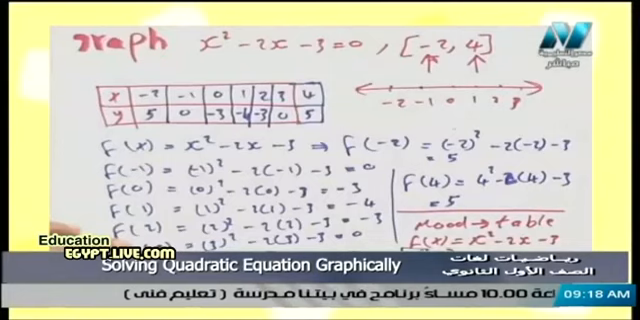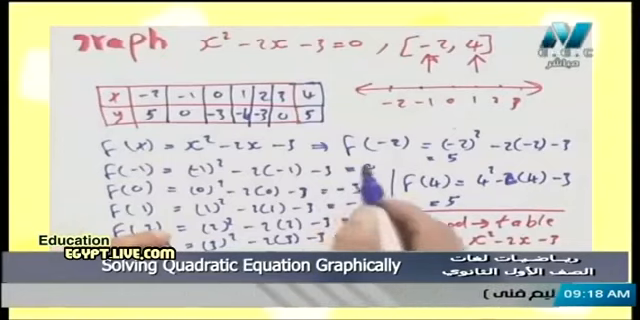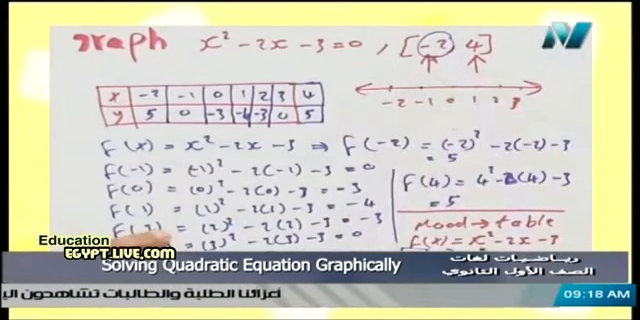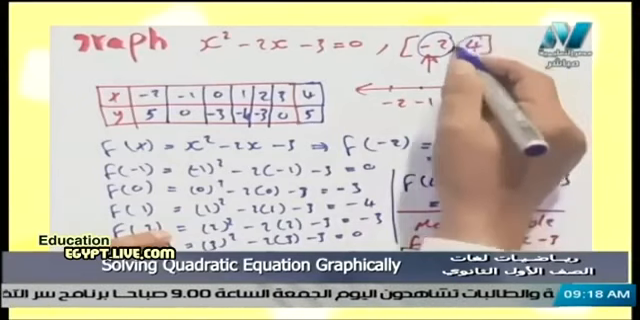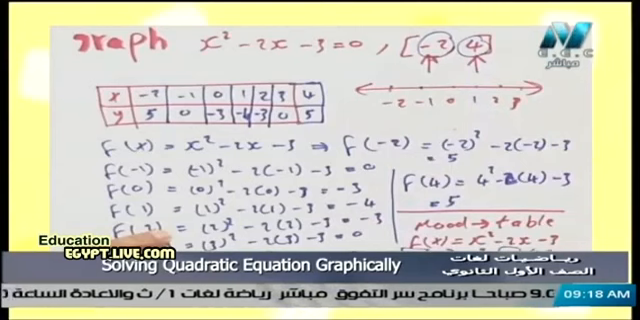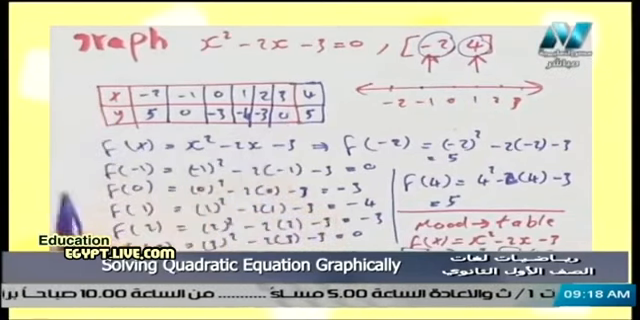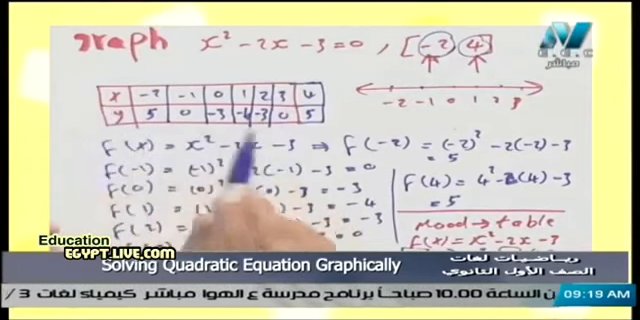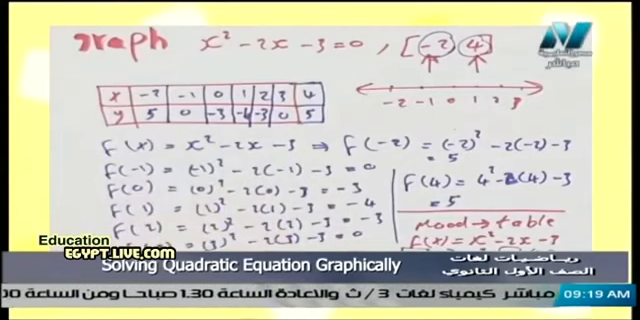After pressing equal, you get a starting number. The first number here is negative 2. You put negative 2 and press equal. Then you put 4, the last number, and press equal. Then you will find this table, and you just graph it. Okay?